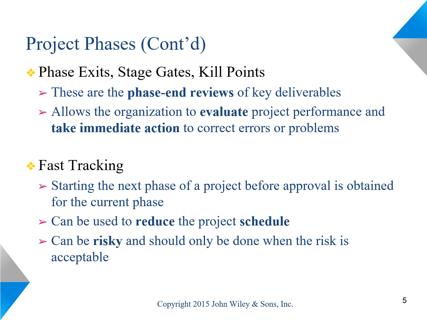Fast tracking is starting the next phase of the project before approval is obtained for the completion of the current phase of the project. The purpose of this is to reduce the project schedule. Overlapping of phases, however, can be risky and should be done when the additional risk to the project is deemed acceptable for the schedule reduction that is gained.